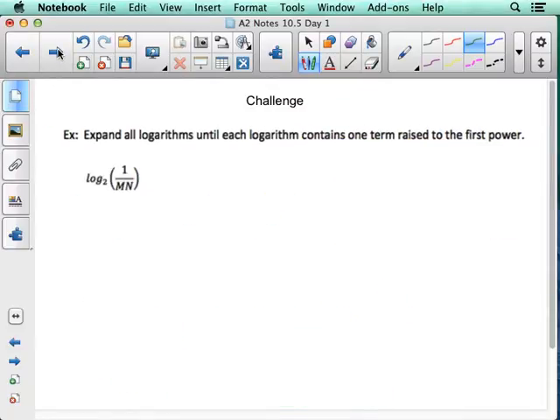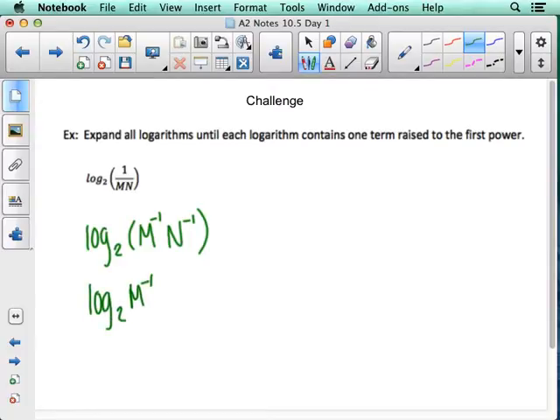Okay, now let's try expanding this. So I'm going to pull these up to the numerator first, and I'm going to write this as log base 2 of m to the negative 1, n to the negative 1. Now this is multiplication, so I can split it up using addition. So log base 2 of m to the negative 1 plus log base 2 of n to the negative 1.